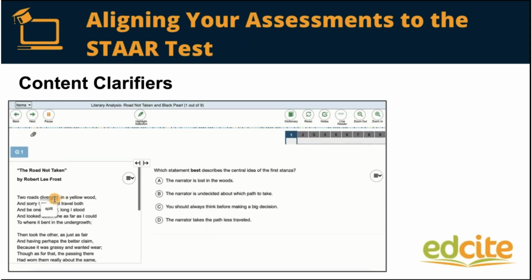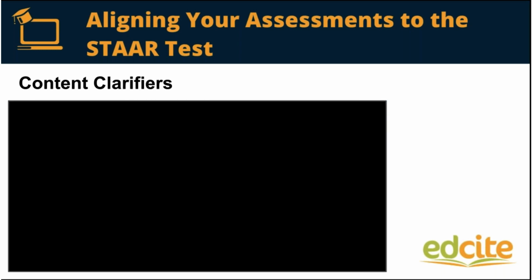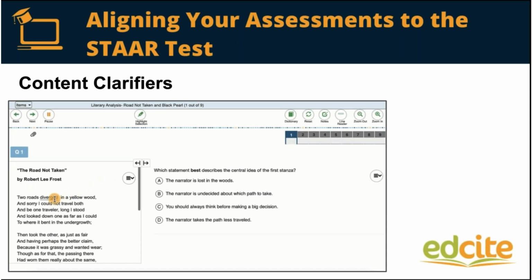Content clarifiers, this is a new one that Edcite added last school year based on what we were seeing from TEA and on the STAAR assessment. So students can go to those dots under a word to get whatever clarifier has been added to that piece of text. I've also seen some teams make a content clarifier an image. So you've got full control over what you want your content clarifiers to be. It's a rich text editor that you can add any explanation to parts of your text.